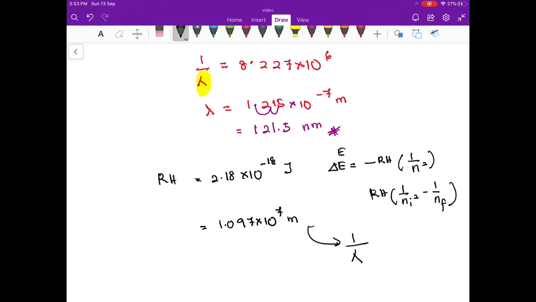So hopefully you are able to differentiate between these two values. It depends on the problem that you want to solve. If you want to determine the energy, you're supposed to use 2.18. If you want to determine the lambda, you're supposed to use this value. So this is the summary of this whole part on atomic structure. Hopefully this will help you to solve problems related to atomic structure. So that's all for this video. Thank you very much.